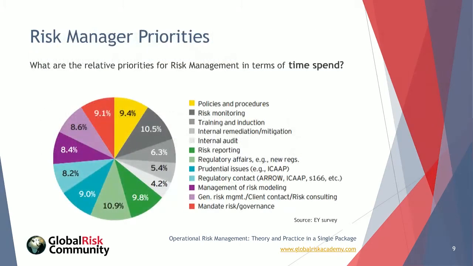Here is some example from Ernst & Young research. What are the relative priorities for risk management in terms of time spent? According to this chart, regulatory affairs takes about 11%, risk monitoring takes 10.5%, risk reporting takes 9.8%, policies and procedures takes 9.4%, and mandate risk governance 9.1%. These are the largest priority activities that operational risk teams are busy with in terms of time spent.